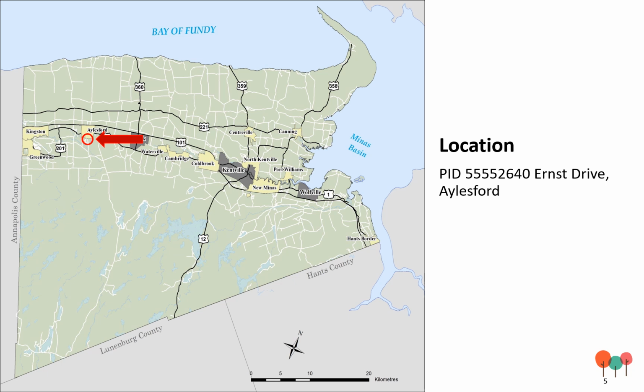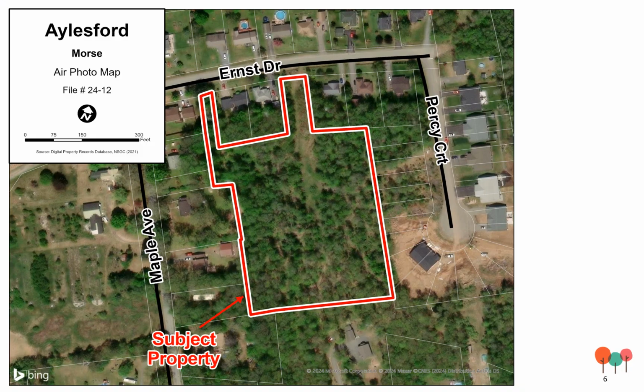So this is a map of the municipality of the County of Kings. The red circle indicates the approximate location of the subject site within the community of Aylesford. This is an aerial image of the subject site. I will note that the aerials are slightly outdated in that all of Percy Court has been developed with semi-detached dwellings. The subject site is approximately 4.4 acres in area and located on the southern side of Ernst Drive.